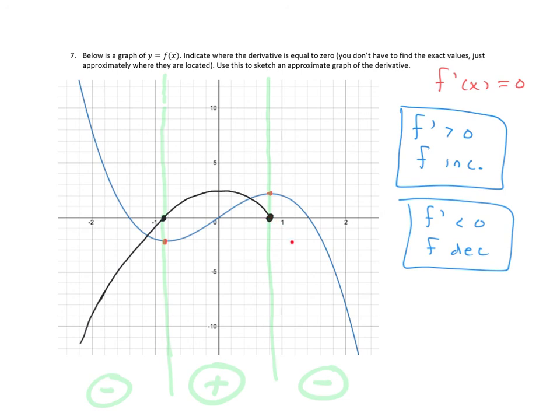Over here, I want to graph a negative derivative. The slopes are all getting more and more negative, and that means this is decreasing like this. Again, probably not a perfect sketch, but the idea is to understand the relationship between the derivative and the original equation. And that's it for this problem.